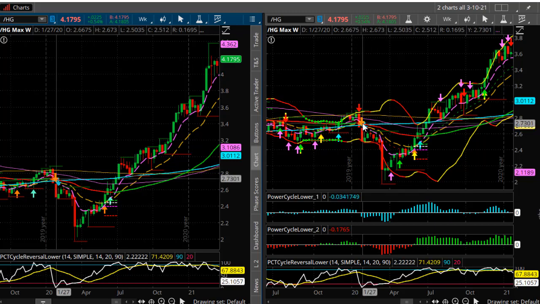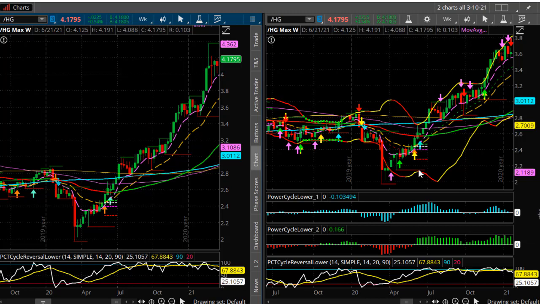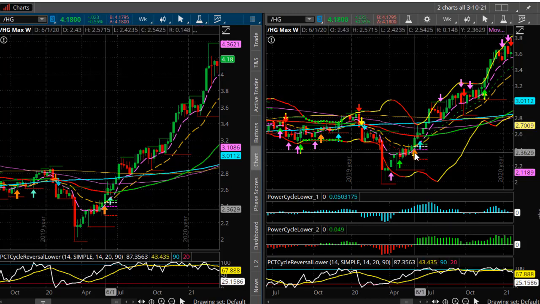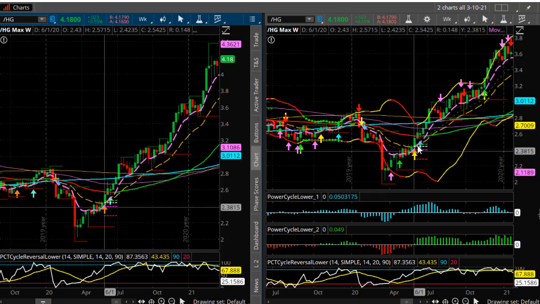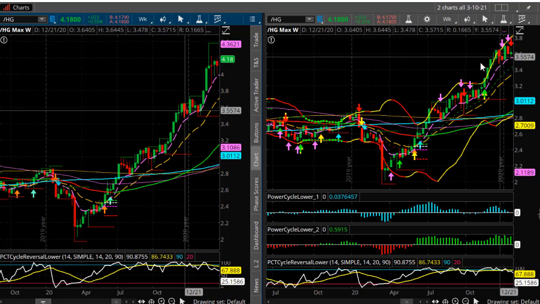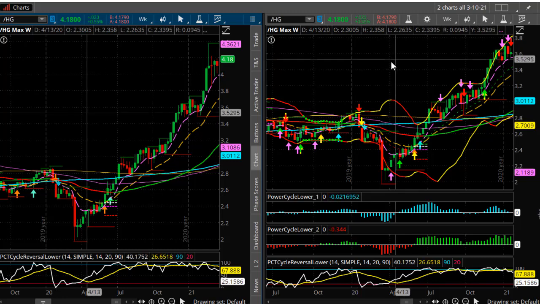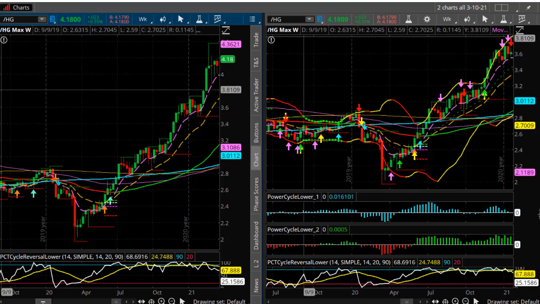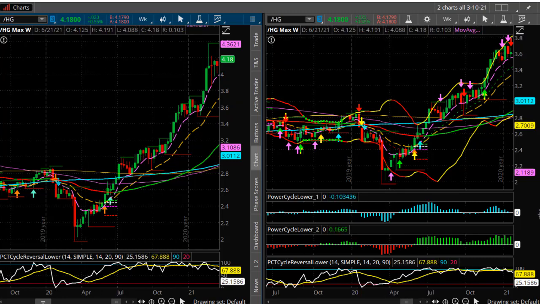So you can see right here where that orange arrow is, 513 cross there, and look how it really hit to the downside. Now here's that 513 cross back to the upside in June, and you can see momentum has shifted up, so this tells us the probable direction is to the upside. So combining these types of tools together creates a really dynamic way to trade, and a great way to navigate these really crazy markets that we're in.